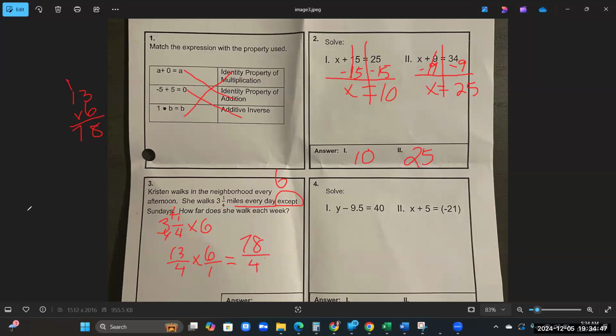78/4. Simplify because it's an improper fraction. All right, so we'll be left with 19 and 2/4, which simplifies to 19 and a half.